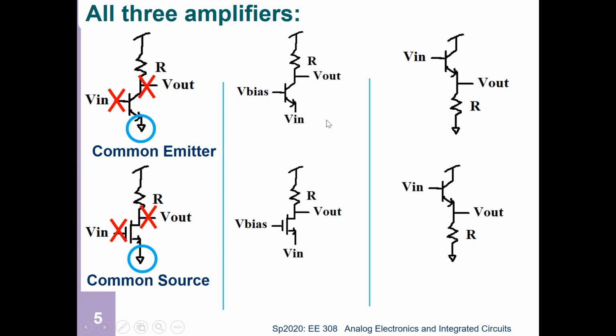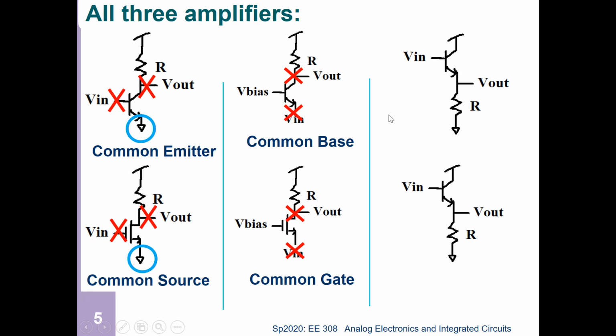What's its name? Okay, I'm not sure if I did animation on this. I think I did. So V-in's on the emitter, so it's not a common emitter. V-out's on the collector, so what's left? Common base. Okay, what about this amplifier right here? V-in's on the source, so it's not a common source. V-out's on the drain, so it's not a common drain. What's left is the gate, so it's a common gate amplifier.